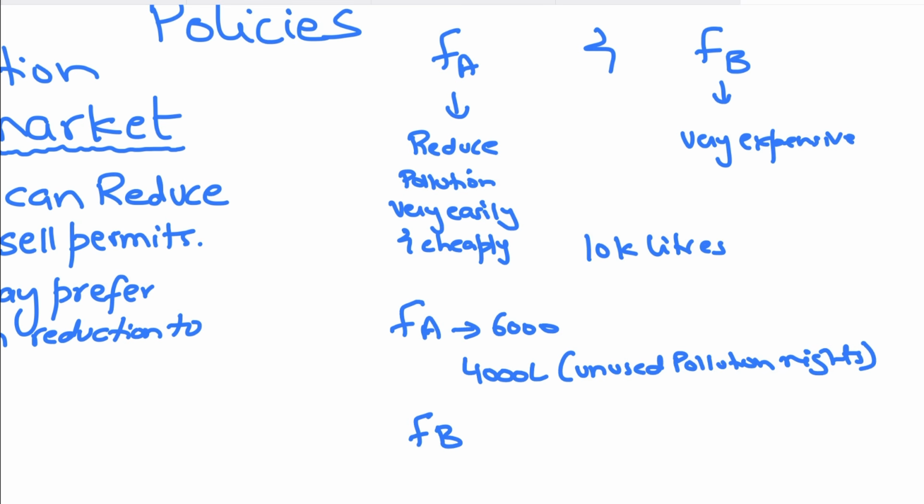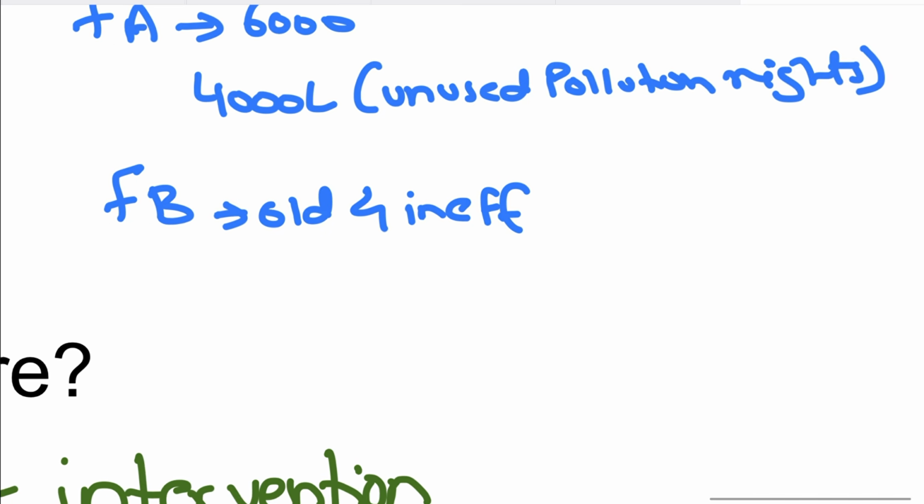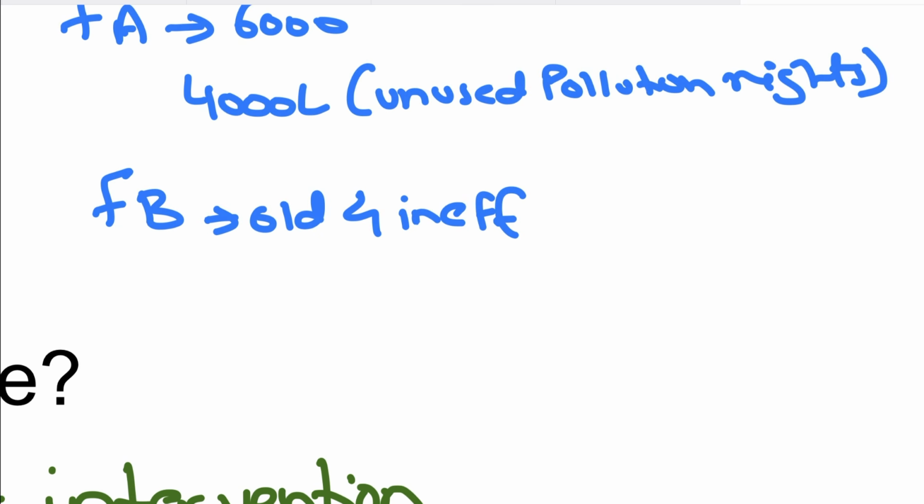While factory B is old, it's inefficient as well, it's like an old dumpster. I mean, reducing pollution for factory B is very, very expensive, right? And the thing is that factory B wants to pollute 13,000 liters. It has no choice. That's the amount of waste it produces, and it can't really reduce it. So it has to pollute 13,000 at least, because whatever it's producing, it's selling, and it can't do anything about it.